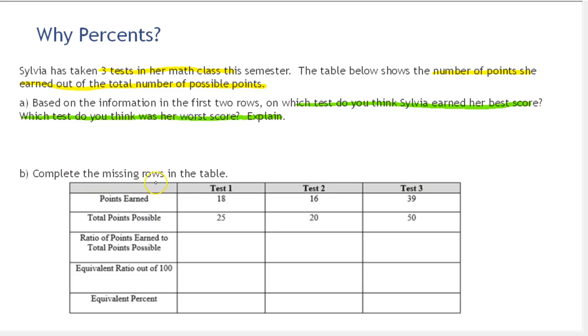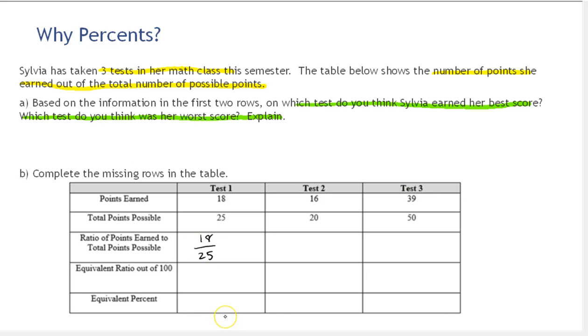Now we're going to complete the missing rows in the table. We have points earned and total possible points, but we're going to fill in a few more columns. We're going to look at the ratio of points earned to total points possible, a multiplicative comparison. Then we're going to write an equivalent ratio out of 100, and then the equivalent percent. So here, the ratio of points earned to total points possible is 18 out of 25.